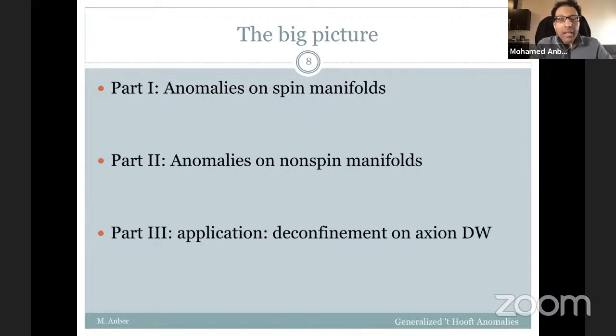So my talk is basically divided into three parts. In the first part, I will study anomalies on spin manifolds. In the second part, I will study the anomalies on non-spin manifolds. And finally, in part 3, time permitting, I will discuss one application, which is the deconfinement of quarks on axion domain walls. There is actually a question here. Is H a subgroup of the product space constructed by the G's? I will be very clear about what I mean by H in my talk. So you will see in a specific example what I mean by that.